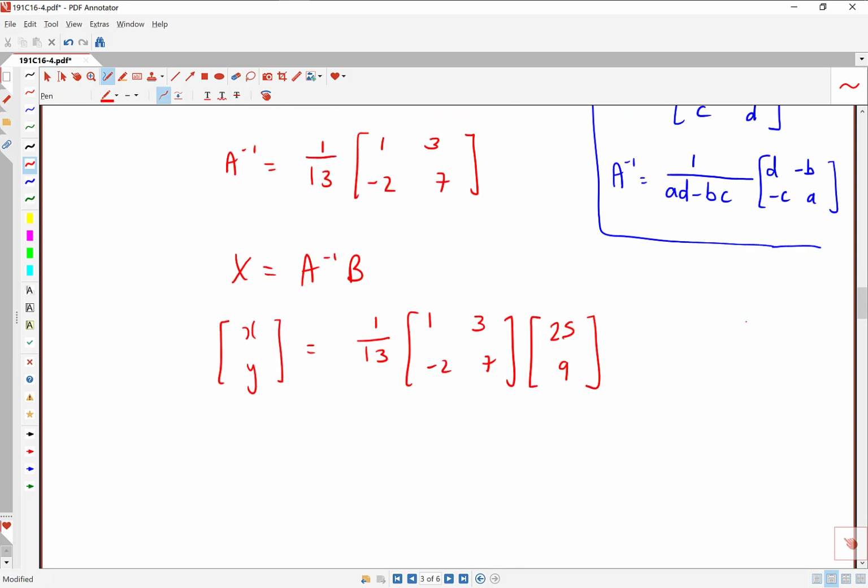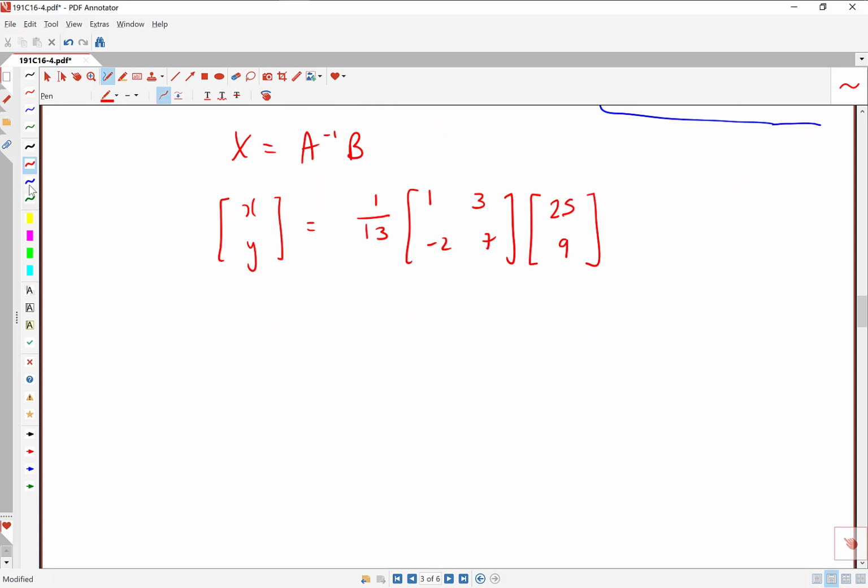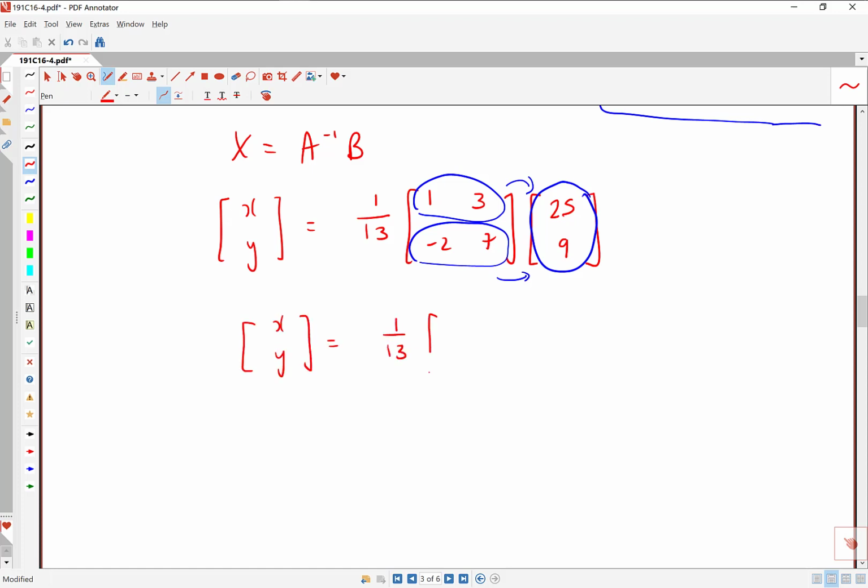All right, so to solve the system, we're going to do just one step of matrix multiplication, and then we'll have our solution. So for our matrix multiplication, let's circle the rows of the first matrix and circle any columns in the second matrix, and we're just going to do some dot products here. So we'll have matrix XY is equal to 1 over 13 times the following 2 by 1 matrix. Well, we're going to do our dot product. 1 times 25 plus 3 times 9 gives us 52. And then negative 2 times 25 plus 7 times 9 gives us 13.